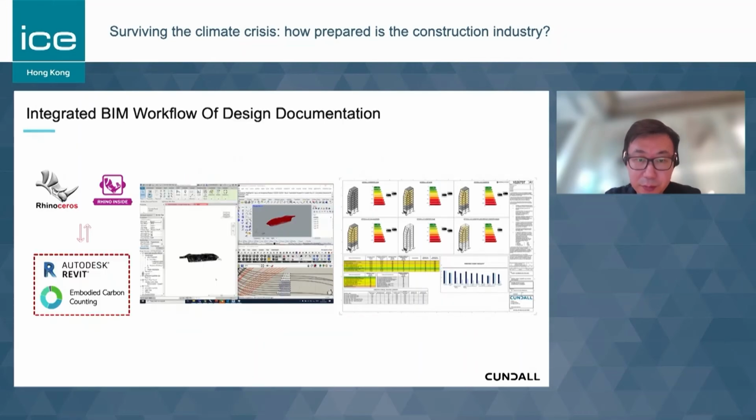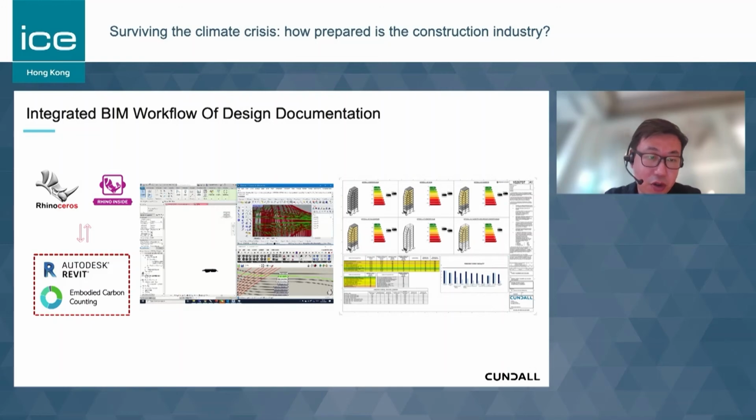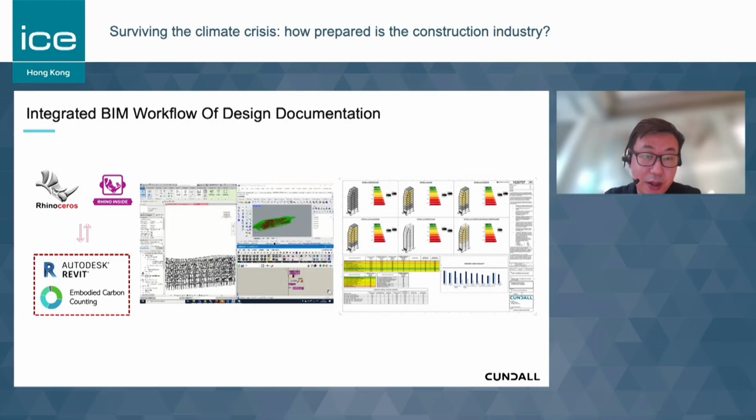Next page, please. This is the process we're developing internally now. We get the design finished in Rhino and Grasshopper, then push it to, for example, Revit, and the documentation also has the embodied carbon counting result come out. The middle part shows the process of how we instantly push the structural geometry into Revit. So when the design is done, the documentation is done. It's almost in parallel, so it's a very efficient process.